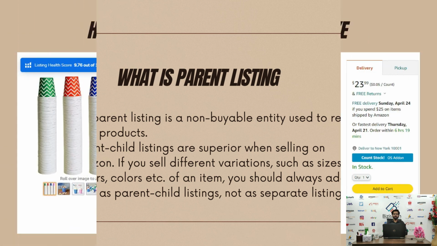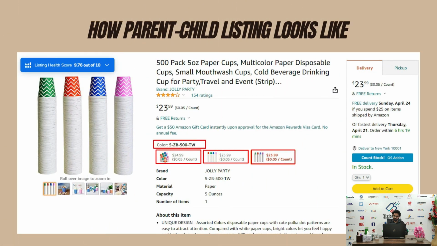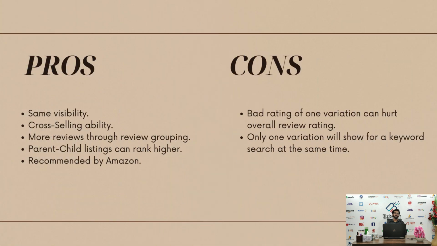So let's move on to how a parent-child listing looks like. As you can see, there are three variations, and as we know, it's a color variation, and the ratings you can see are 154, and this is the combination of all three variations. So let's move to the advantages and disadvantages of parent-child listing.